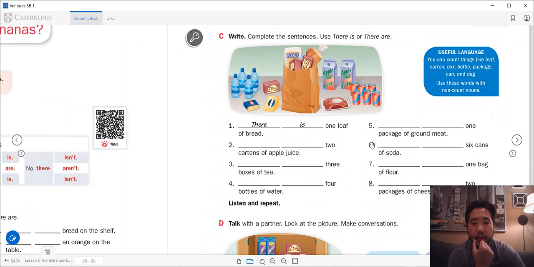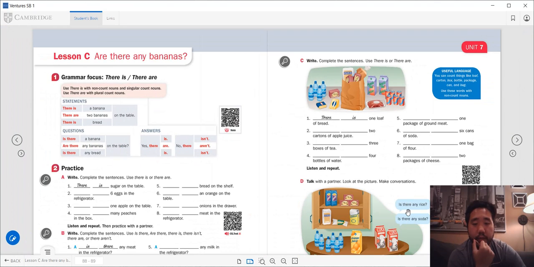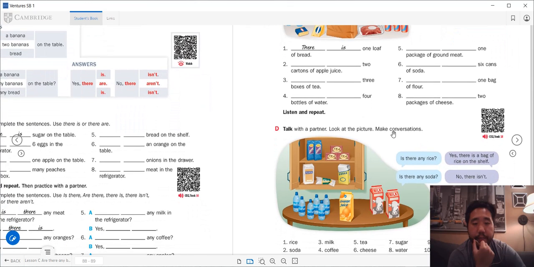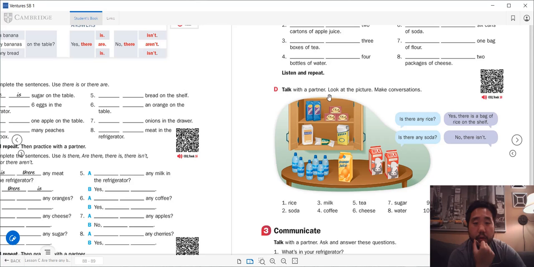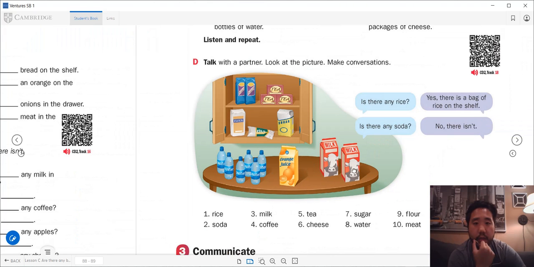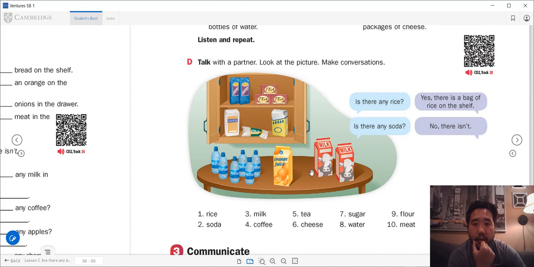Now, let's go to exercise 2D. So talk with a partner, look at the picture, make conversation. So for number 1, the noun is rice. Is there any rice? And in this picture, you can see that there is rice right here. So we have to say, yes, there is a bag of rice on the shelf.